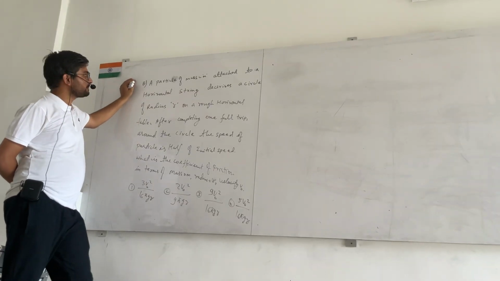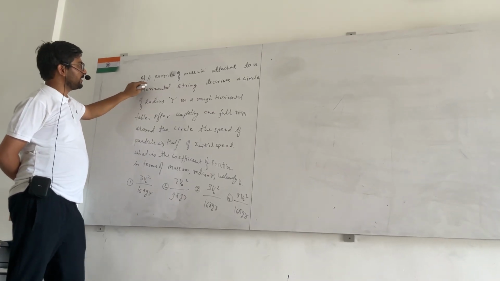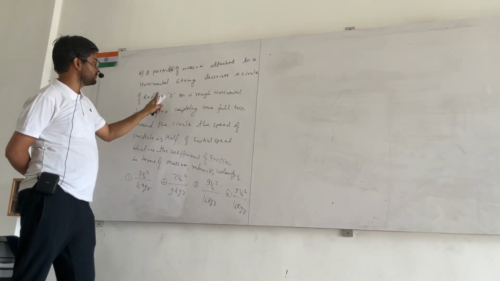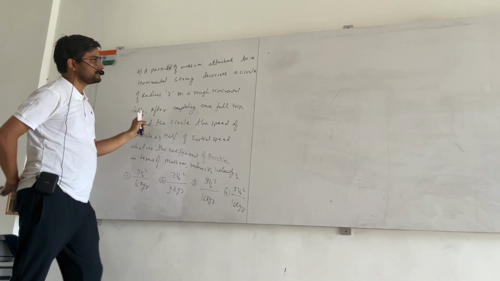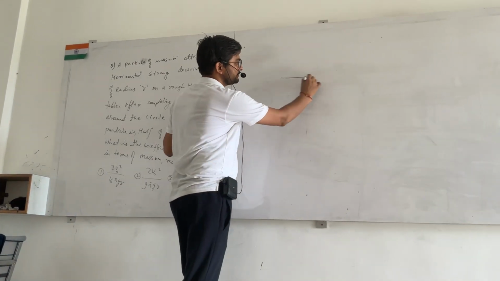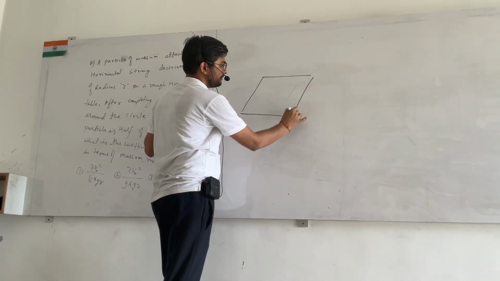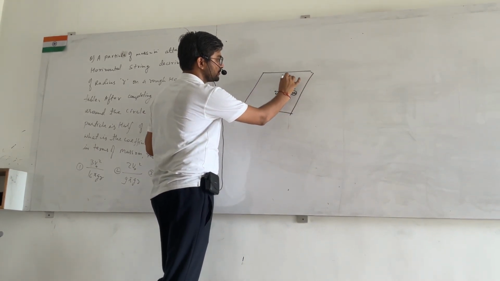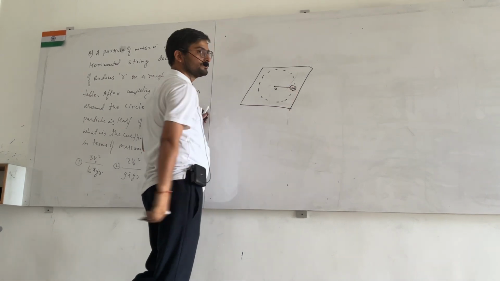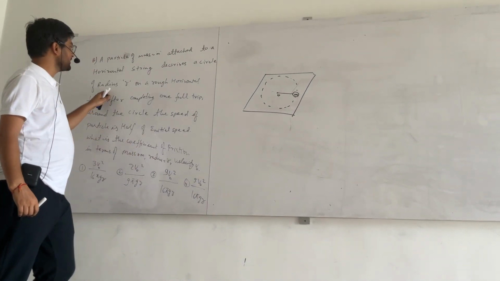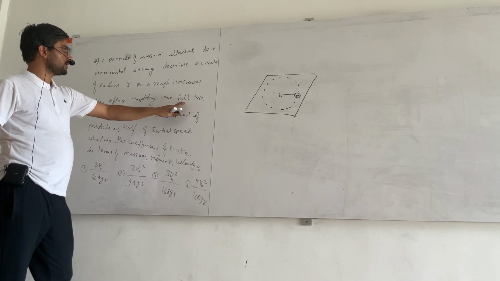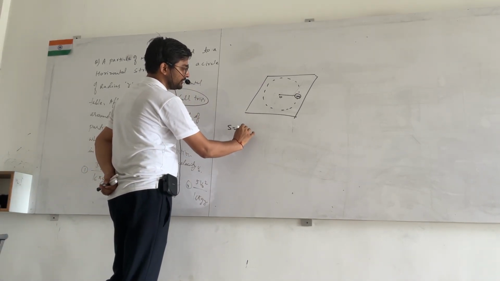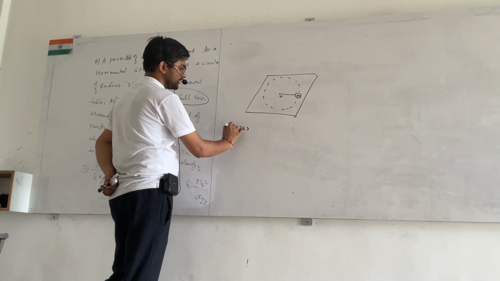So this question says that a particle of mass m attached with a horizontal string describes a circular path of radius r on a rough horizontal table. Suppose that there is a table, and on that table a particle of mass m is attached, this is the center, and the particle is rotating in a circle. After one full round, the displacement is zero, and the distance is 2 pi r.